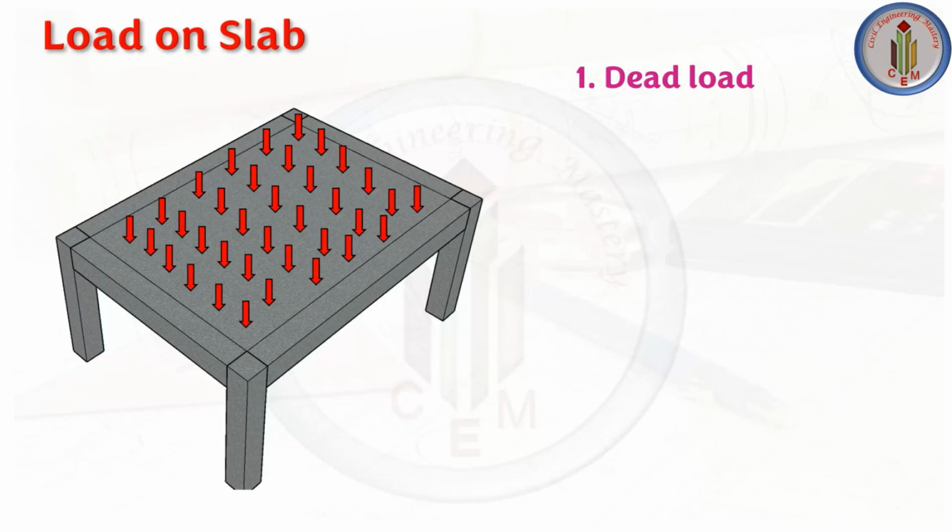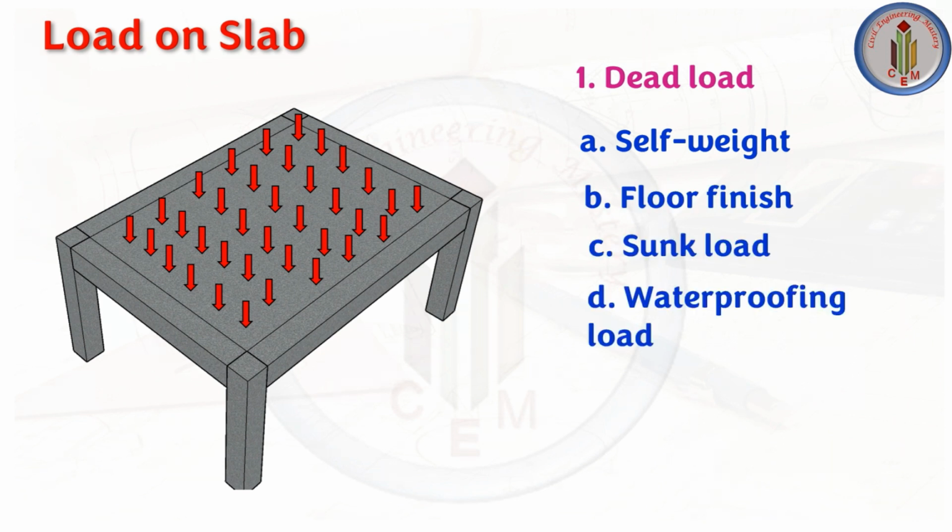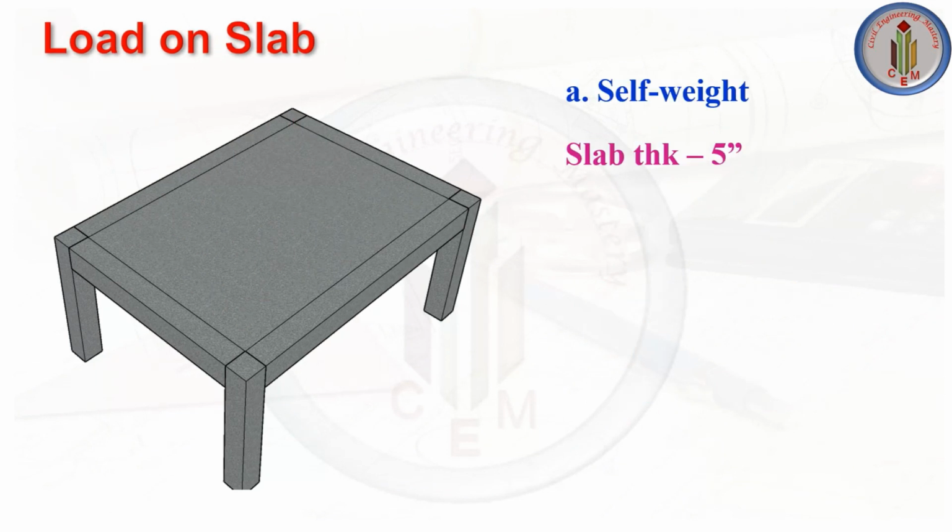Let's start off with dead load. Under dead load we have self weight, floor finish, sunk load, and waterproof load, and then we have live load. Let's see how we can calculate the self weight. Self weight is the dead weight of all the structural members.